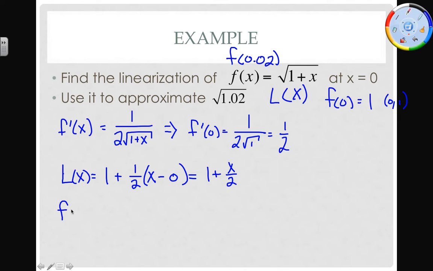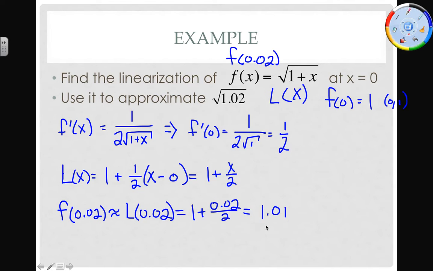I just said a minute ago that f of a value is approximately equal to the linearization at that value, which is equal to 1 plus 0.02 over 2. And notice I have not even touched a calculator yet, and 1 plus 0.02 over 2 is actually 1.01. Now some of you are like, well, yeah, that's easy, but what does that mean? Well, go plug the square root of 1.02 on your calculator.